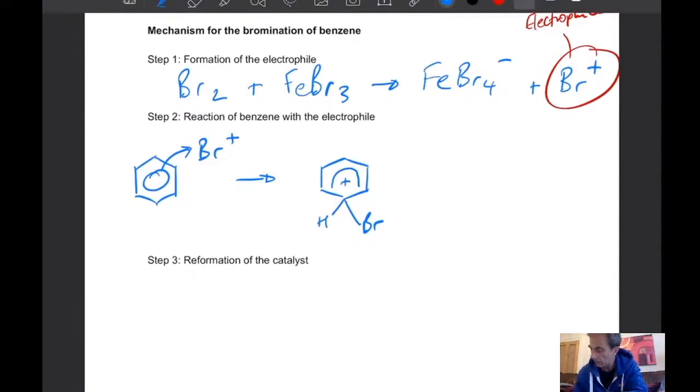So just as before, that's unstable. So how does it stabilize itself? Pair of electrons from the carbon-hydrogen bond go back into the ring, and it generates the 6 pi electrons back. There's your bromine on, and there's that H now as an H plus.